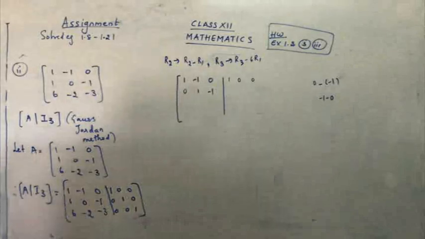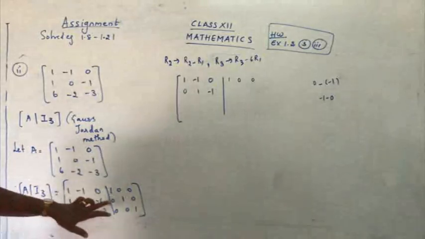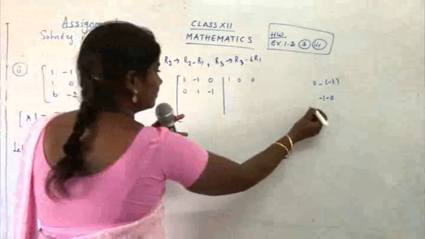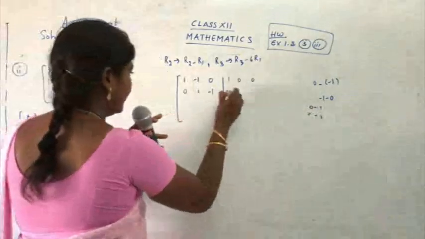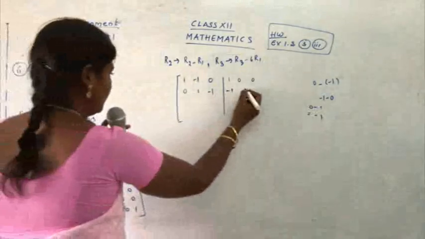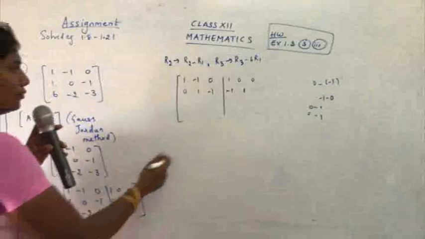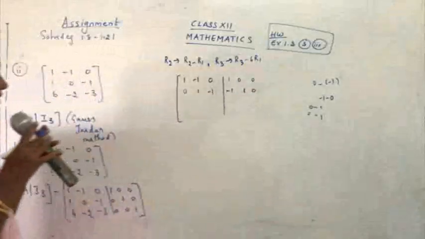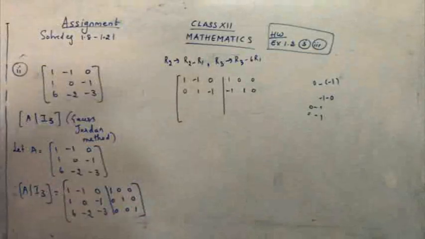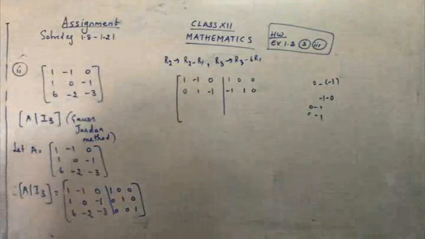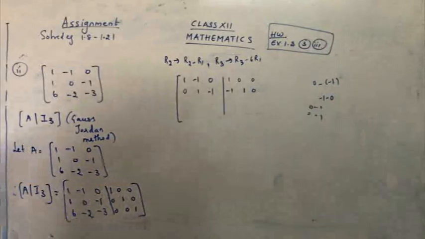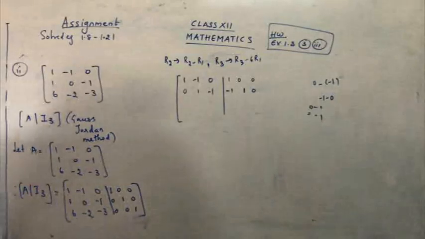Okay, so what do you get here? It's 0, yes? So 0 minus 1. What is 0 minus 1, children? It's minus 1. Done. 1 minus 0 is 1. 0 minus 0 is 0. So we have completed the second row. So what do we get here? We get 0, 1, minus 1, minus 1, 1, 0.